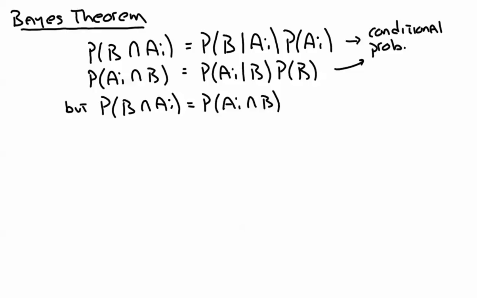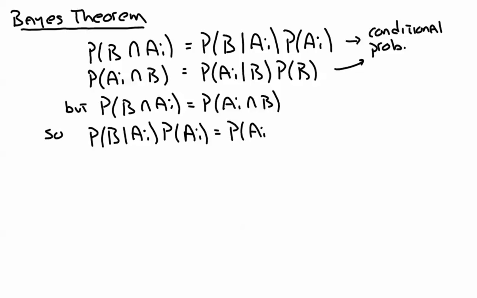So that allows me to equate the right-hand side of the first two equations. So I can write this down. Probability of B if A sub I times the probability of A sub I equals probability of A sub I if B times the probability of B.